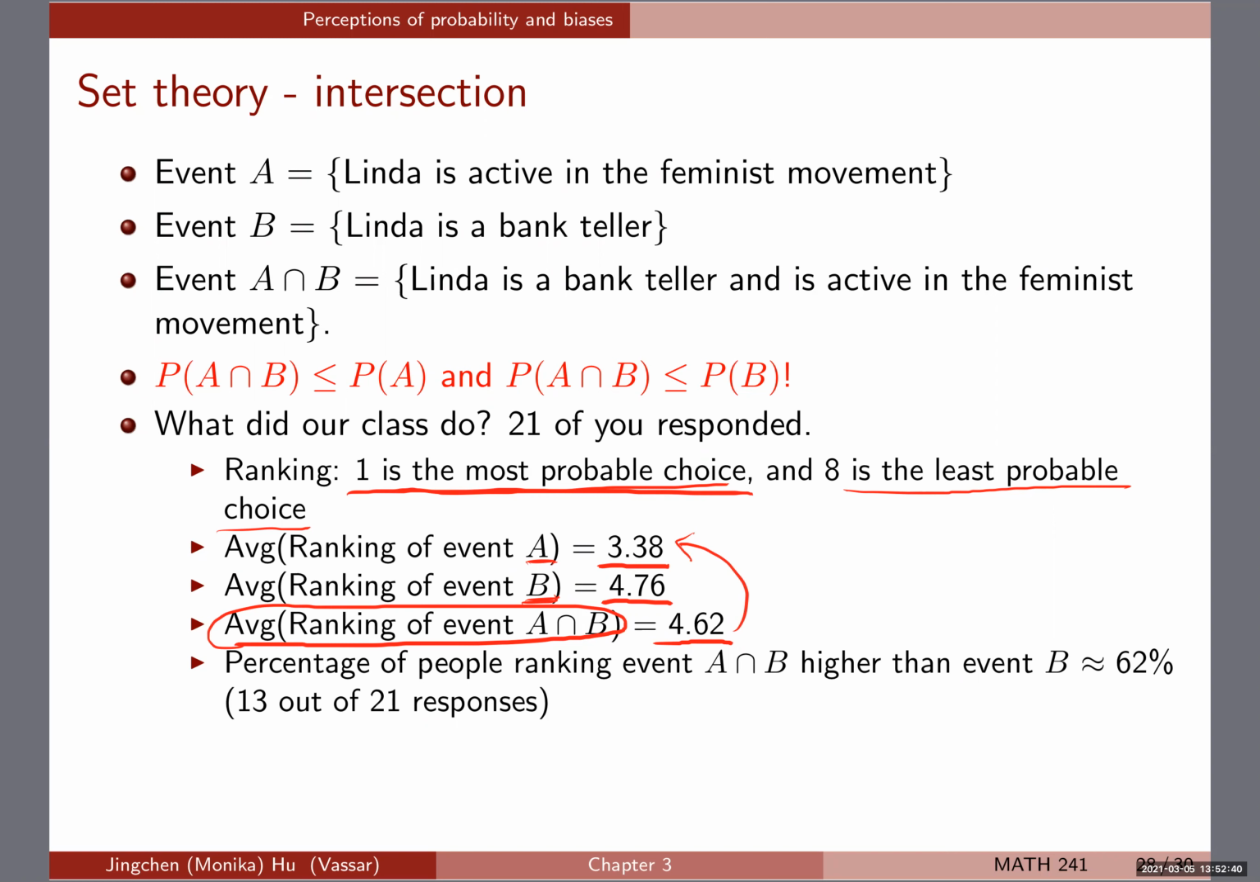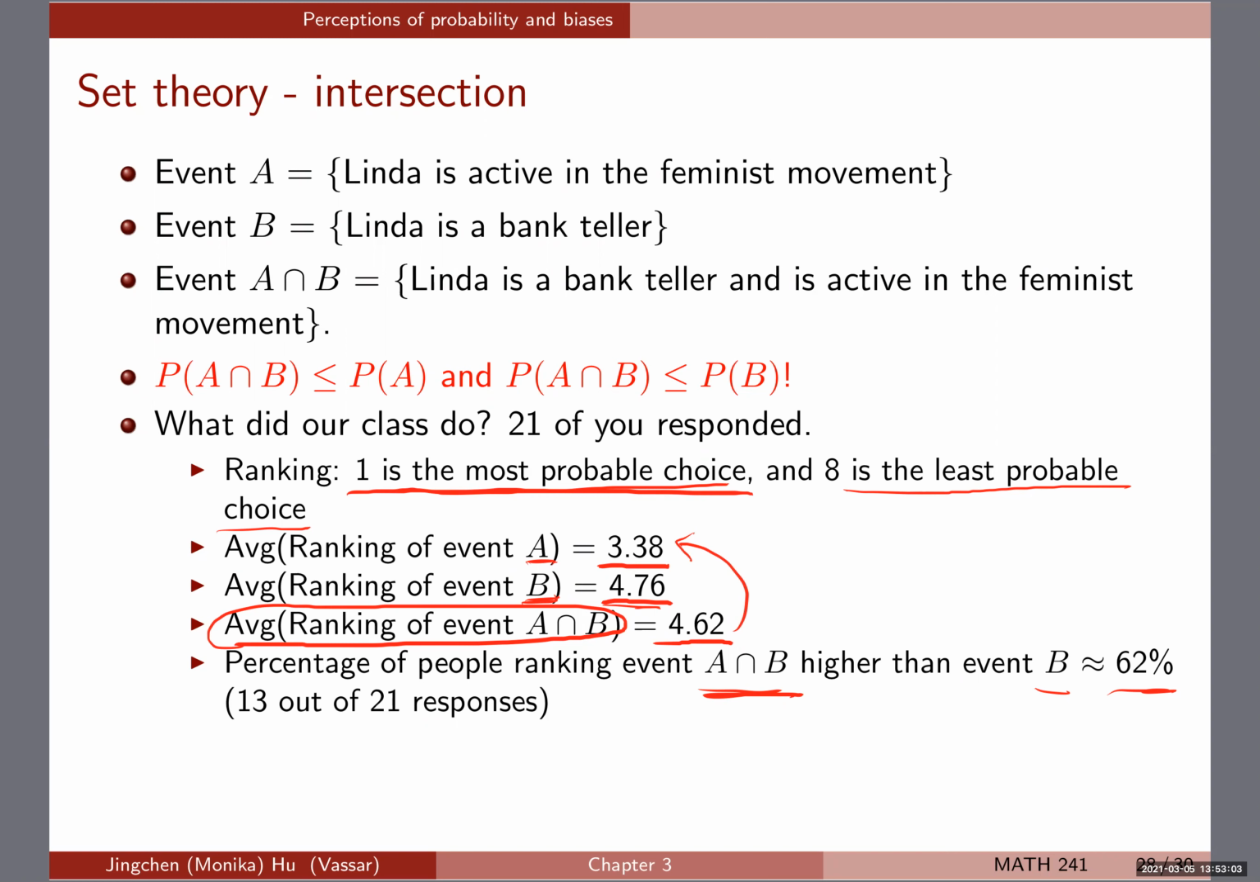Lastly, I also looked at the percentage of people ranking this joint event higher than event B, which is about 62%. So it's 13 out of 21 responses. Again, we asked you to do that before the course, before this chapter in particular, so I think it's totally fine. But again, like I said, it's very easy to make this kind of mistake.